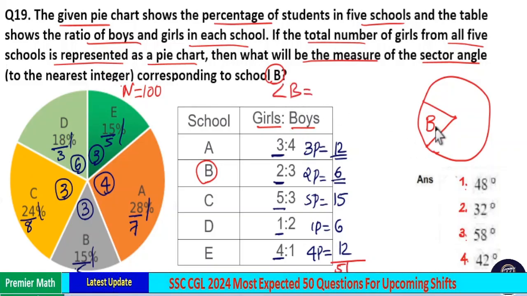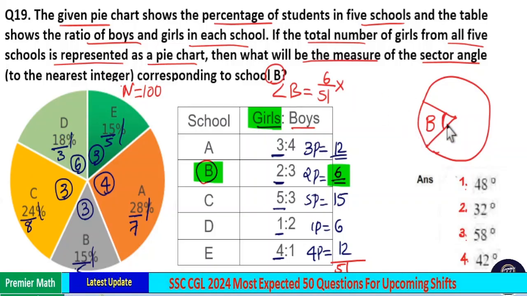Angle B means measure of sector angle corresponding to school B. Now this angle B represents total number of girls in school B out of the total number of girls from all the schools. That is, total number of girls in school B is equal to 6. Total number of girls is 51. So 6 by 51, out of the total angle 360. We need to find this angle.